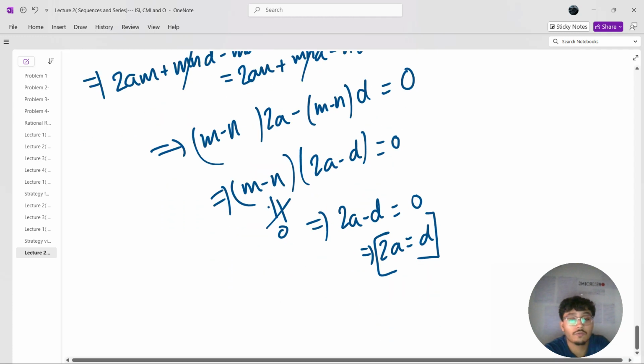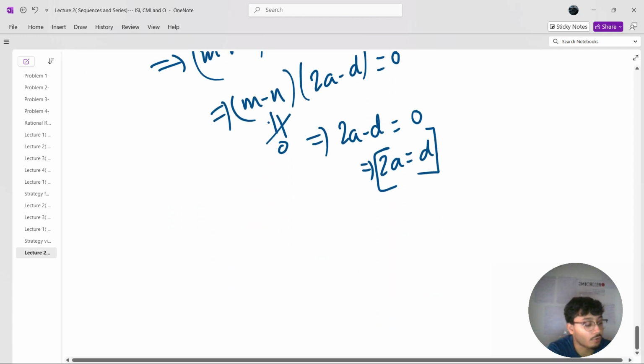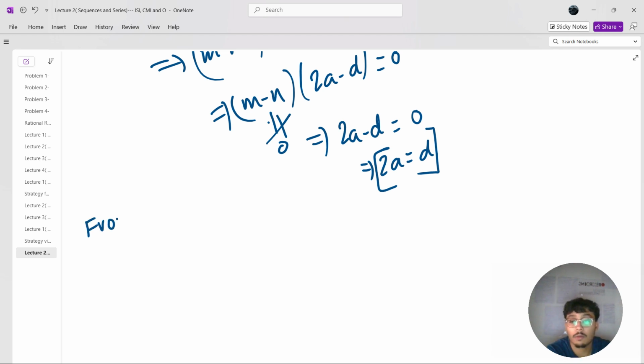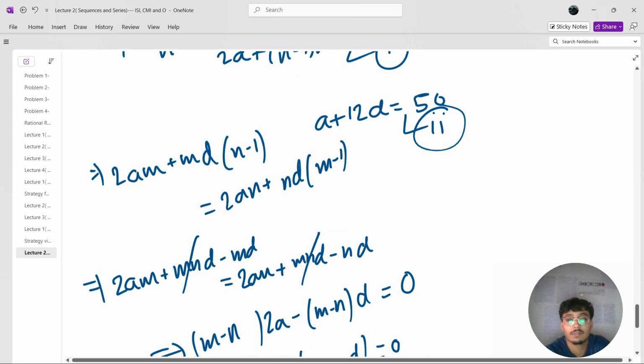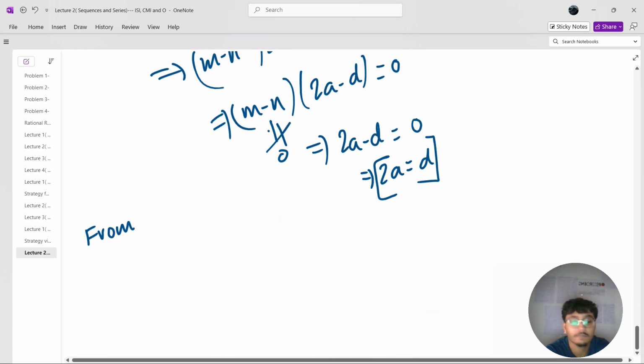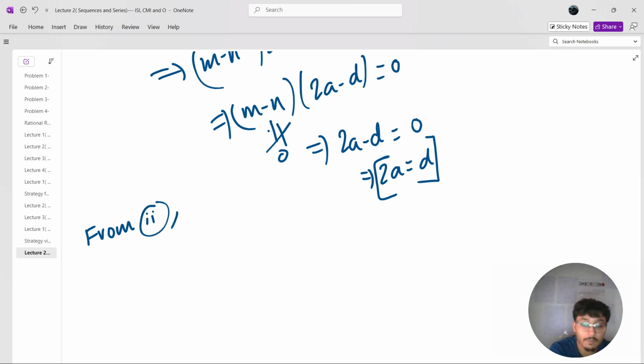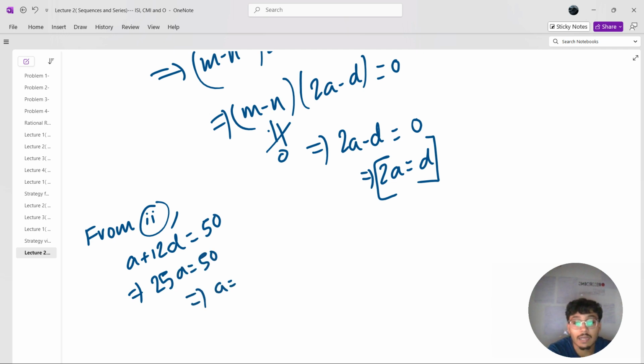So we have got a very vital piece of information, which is probably the key to our solution. From equation 2, what was I given? The 13th term of the AP is 50. The 13th term basically means a plus 12d is 50. Now 2a is d, so d is 2a. So ultimately what I'm getting is 25a is 50 and a is 2. So hence d is 4.